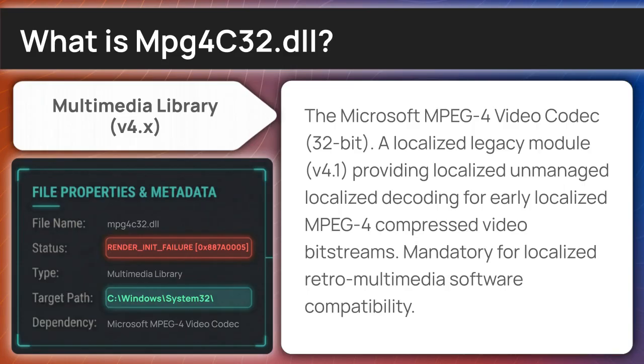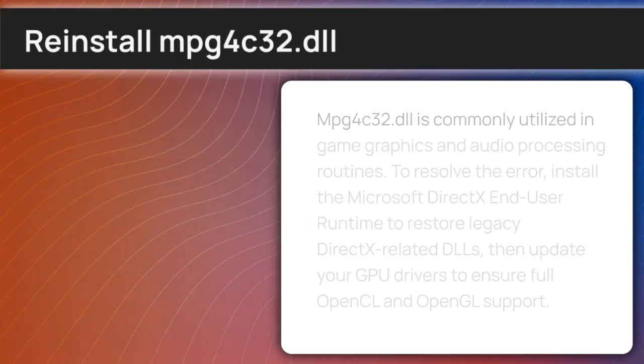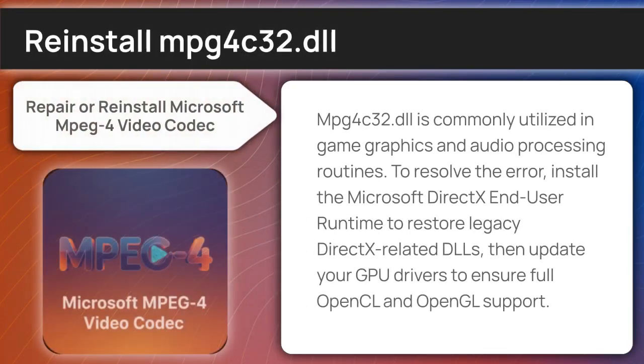With that background out of the way, here is how we actually restore the missing component. mpg4c32 is commonly utilized in game graphics and audio processing routines. To resolve the error, install the Microsoft DirectX end-user runtime to restore legacy DirectX-related DLLs, then update your GPU drivers to ensure full OpenCL and OpenGL support.